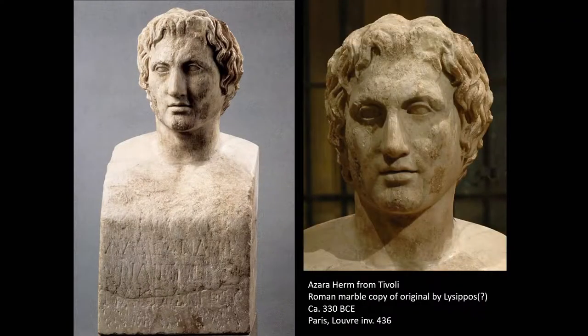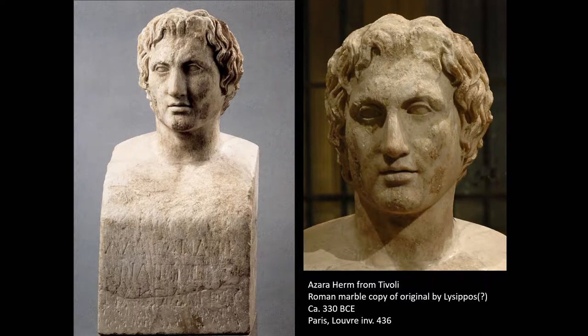And characteristic of Lysippus's work is the representation of him with a distinctive poise and turn of the neck, bent slightly to the right, and the melting glance of his eyes. Unfortunately, as is often the case, the bronze original that Lysippus created has been lost to us. So again, the image only survives in Roman sculptures. And in this case, the best work is a statue known as the Azara Herm.